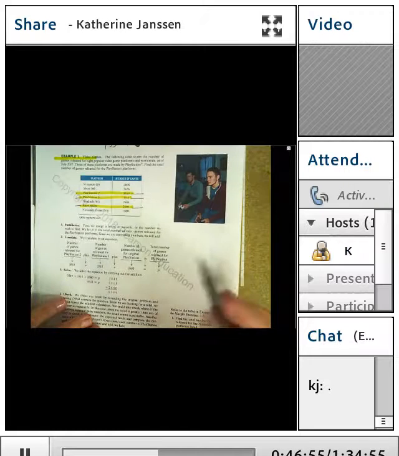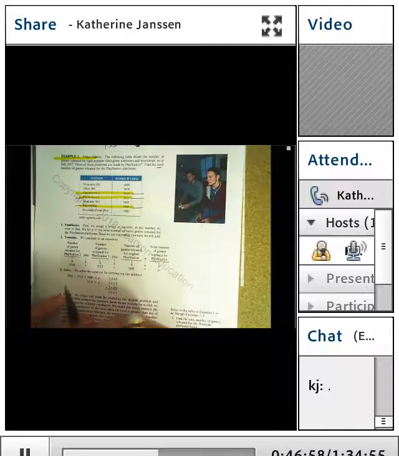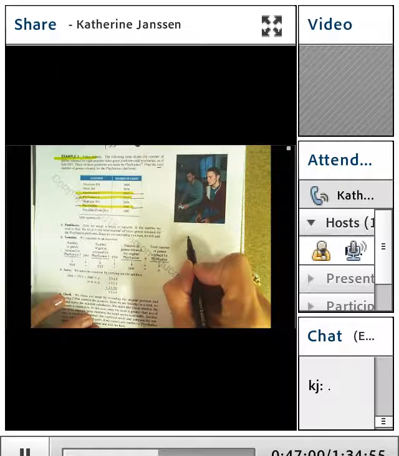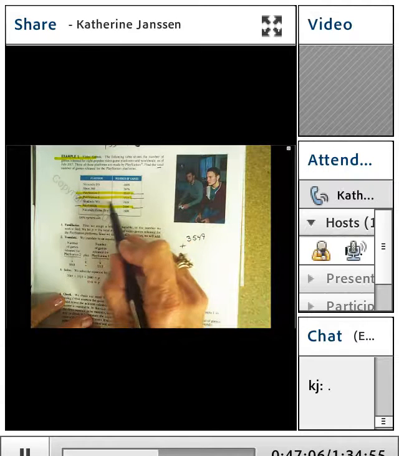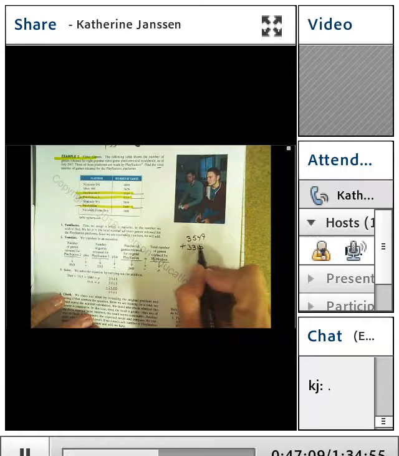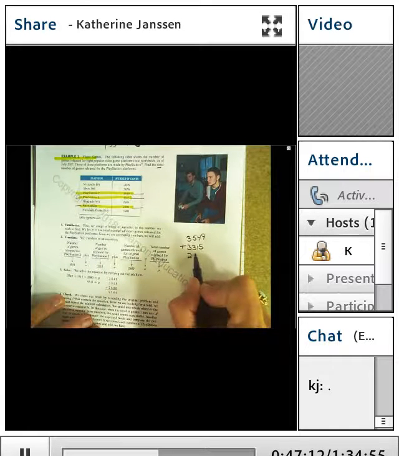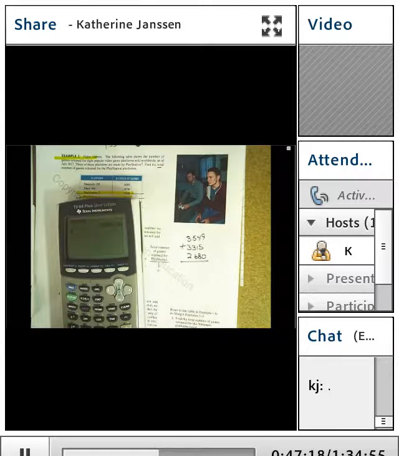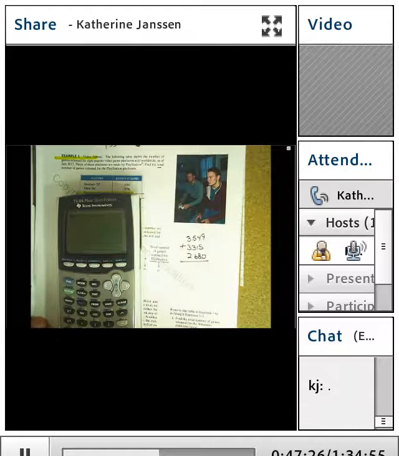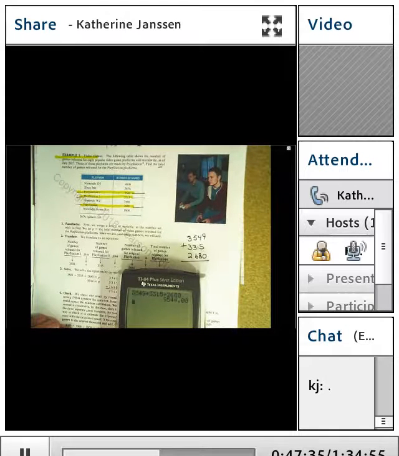Now we're looking for the total, find the total number of games. So we're going to pick up PlayStation 2 with 3,549, plus PlayStation 3 is 3,313, plus PlayStation, the original, is 2,680. So I'm going to add, and I get 3,549 plus 3,315 plus 2,680, and I get 9,544.